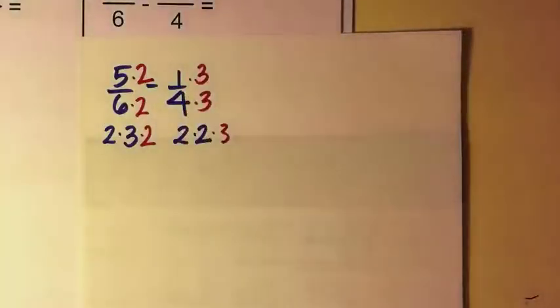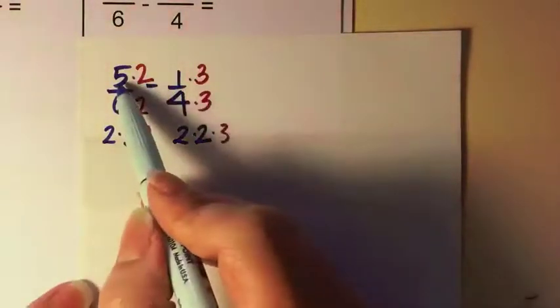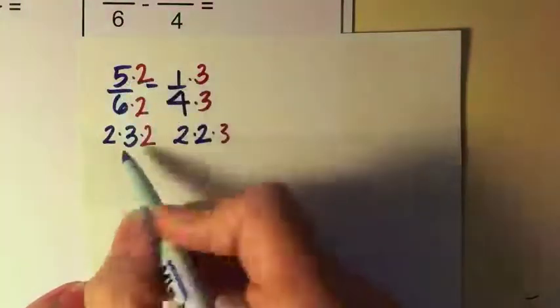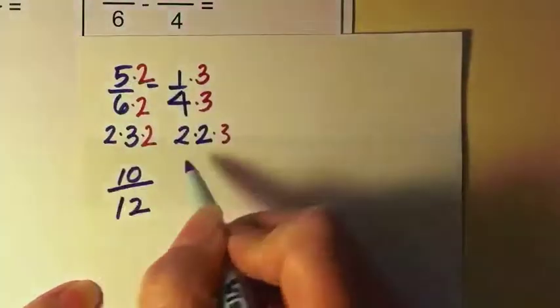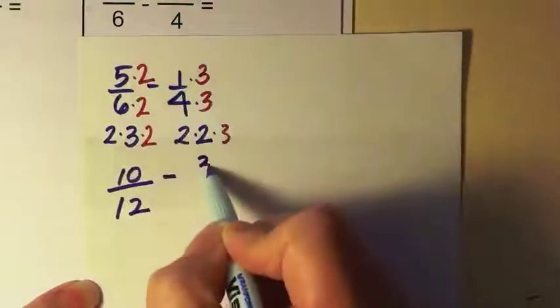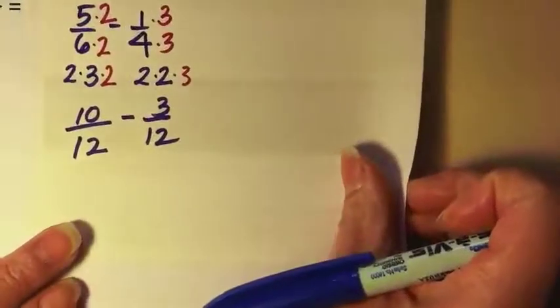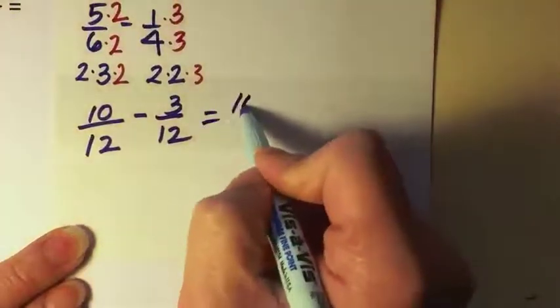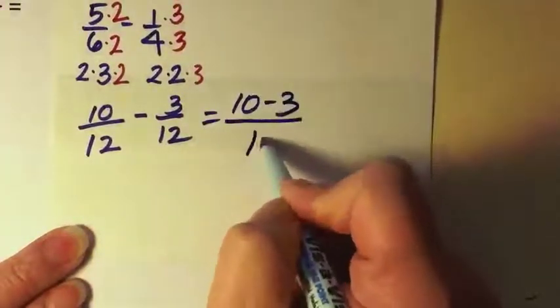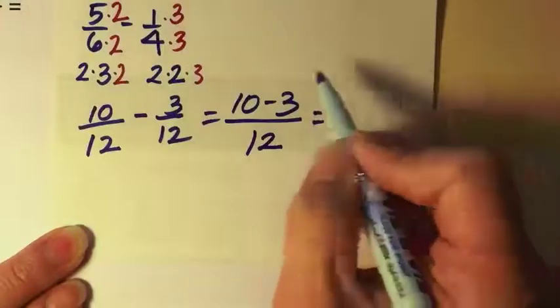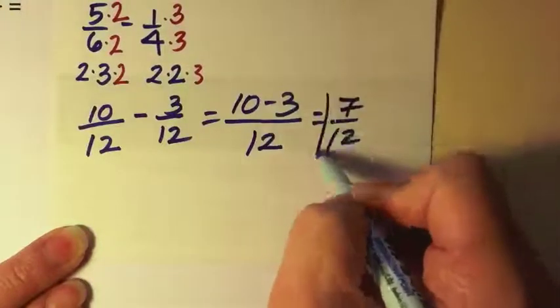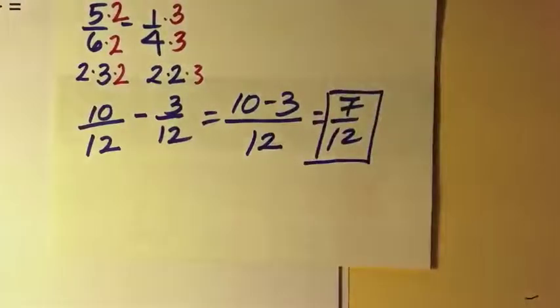So now I have a new equivalent fraction here. 5 times 2 is 10 over 12 minus 3 over 12. And when I do my subtraction, same thing, I'm going to go straight across again. So this is 10 minus 3 all over common denominator 12. So this is now 7/12. And that would be my answer.